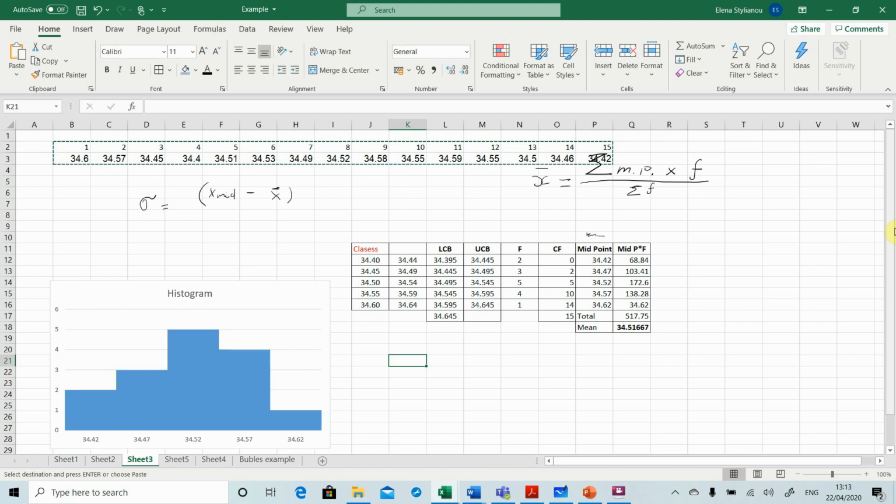we will square it, and because we have to take into account frequency, we will multiply by frequency. For example, this midpoint in the set of data appears many more times than this midpoint. That's why we always have to multiply by frequency, to take into account the number of times which data appears in the set.